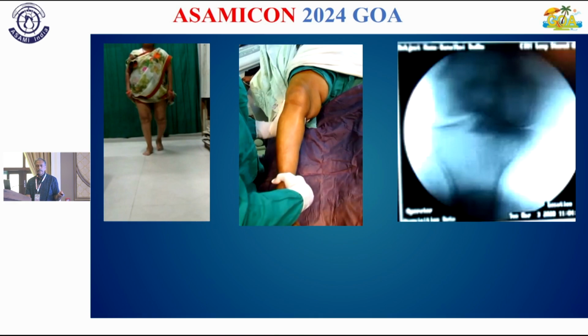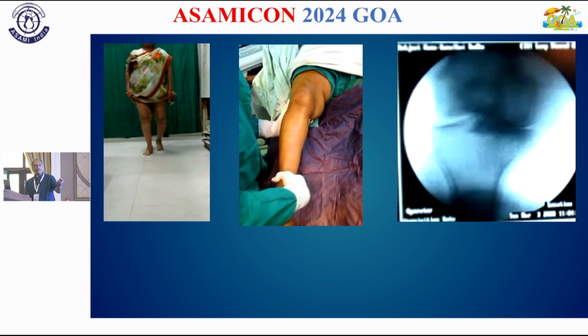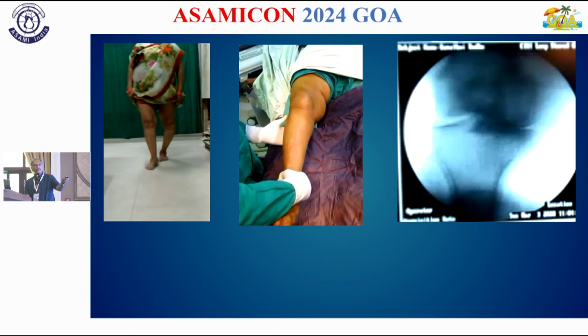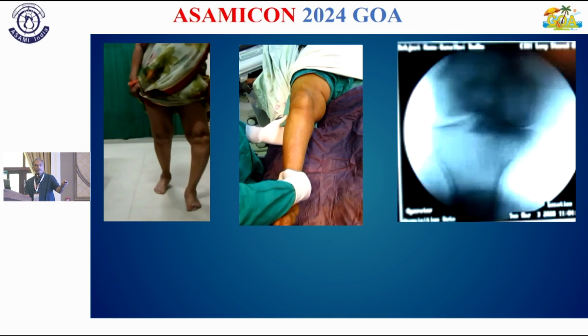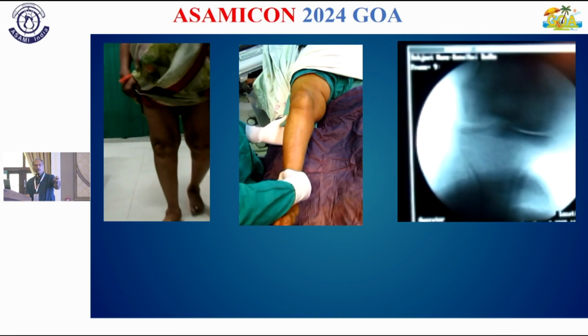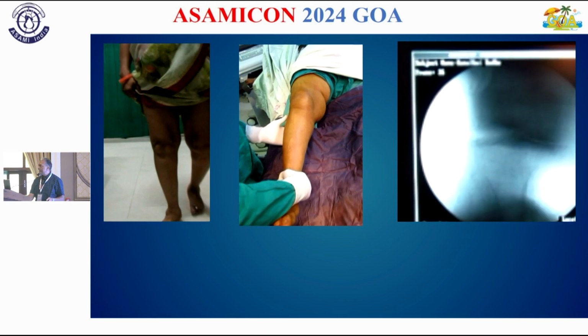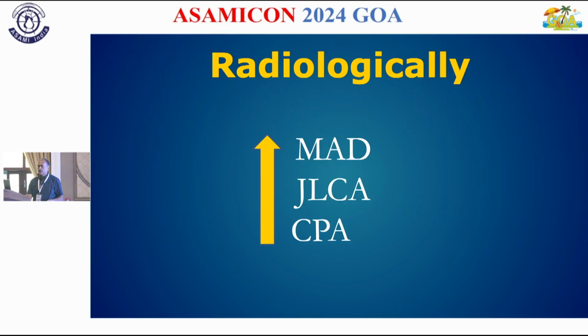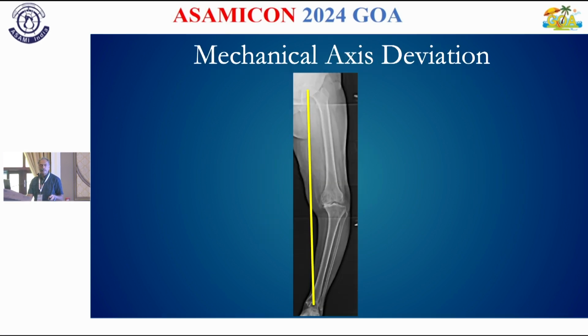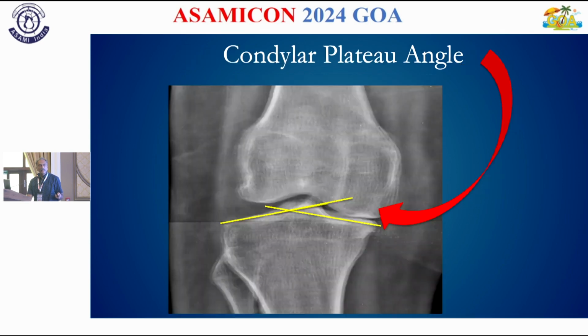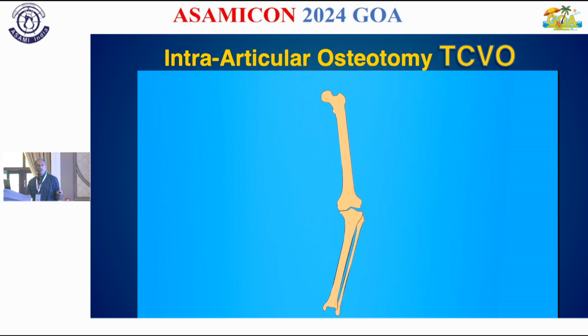So in this, this is the mediolateral laxity in the knee joint. On gait, this is the dynamic varus or the lateral thrust. And also recorded on the C-arm is the mediolateral teeter and opening closing. Radiologically, you see increased MAD, increased JLCA, and increased condylar plateau angle. Like this, the MAD, the large JLCA, and the large condylar plateau angle.